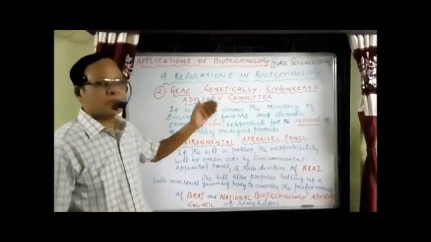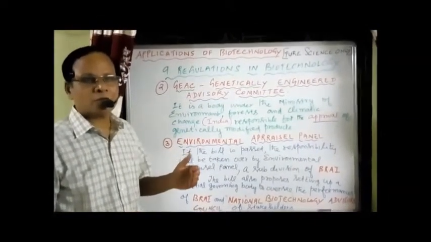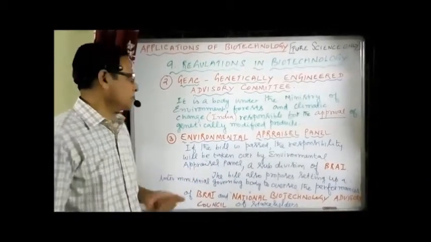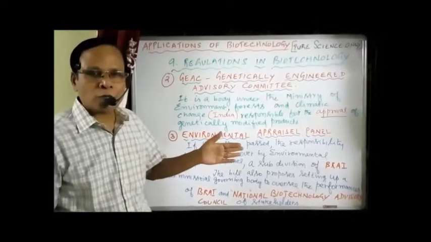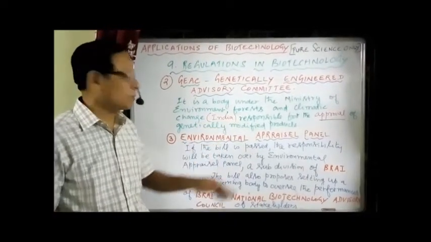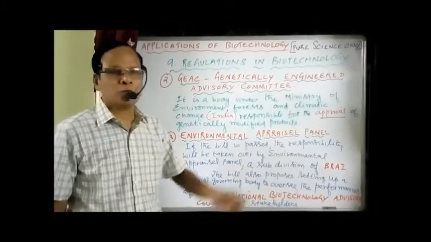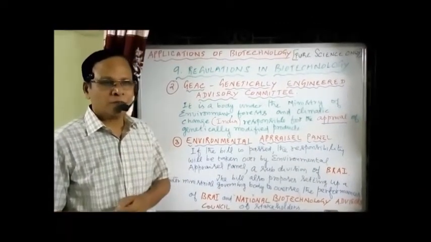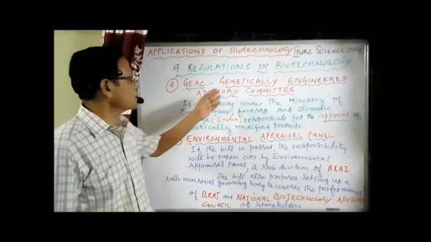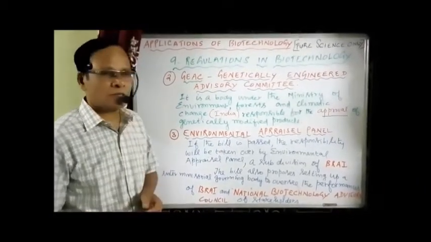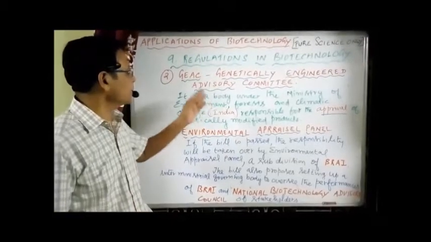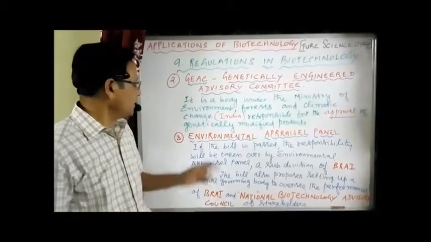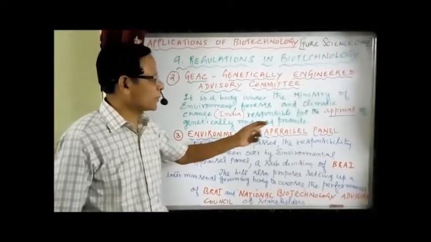It is a body under the Ministry of Environment, Forests and Climate Change in India, concerned with India only. It is responsible for the approval of genetically modified products. Before releasing the products, we have to get the approval. That approval is given by the advisory committee, namely GAC, the genetically engineered approval committee. Now the next one, the Environmental Appraisal Panel.